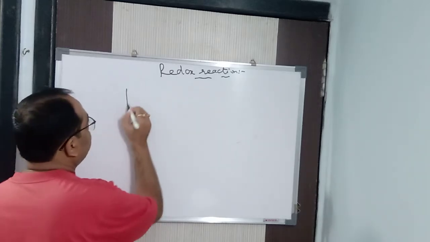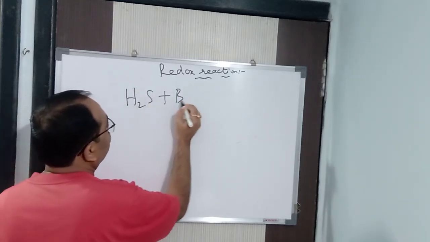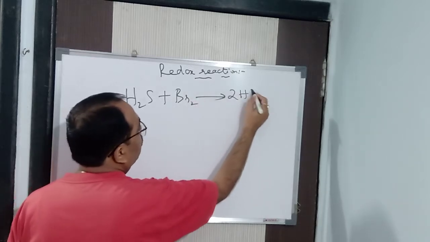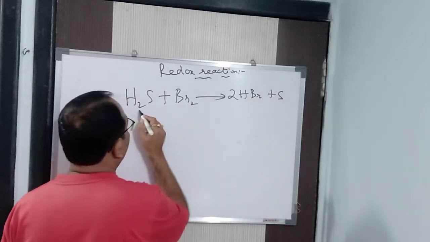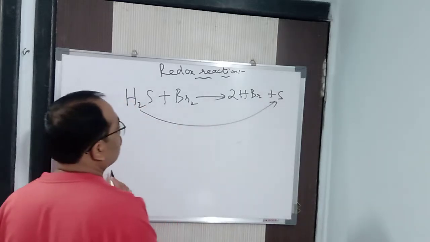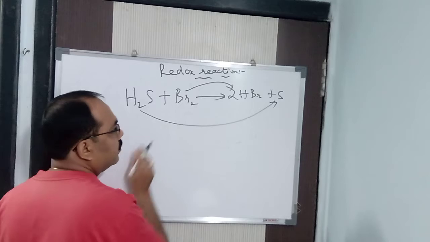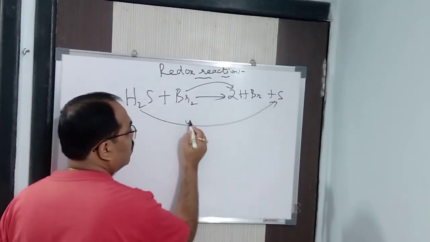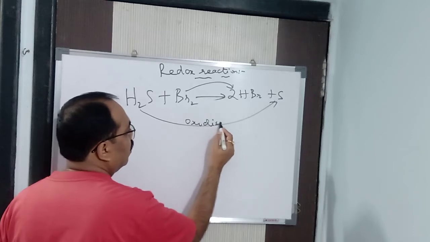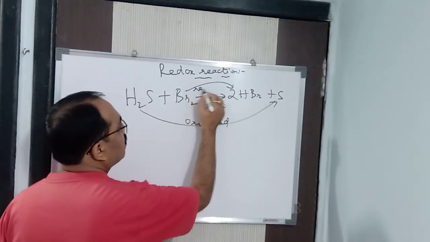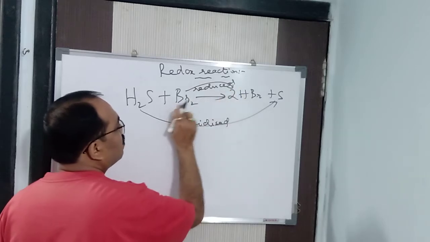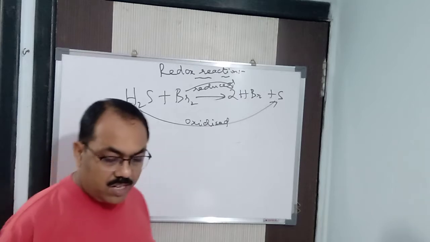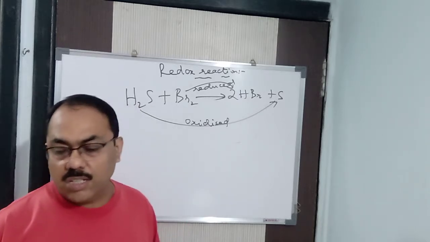This is a very simple reaction. H2S plus Br2, or we can take Cl2 also here, gives 2HBr plus S. Here this is oxidized and this is reduced. Hydrogen sulfide is losing hydrogen and forms sulfur, so this one is oxidized. And this one is reduced, because bromine is gaining hydrogen. Together it is called a redox reaction. This is an example of a redox reaction.